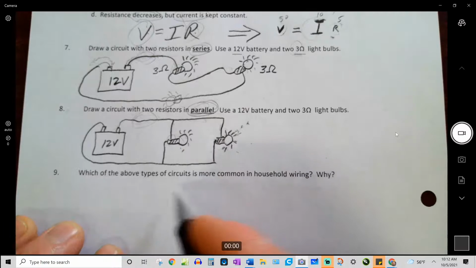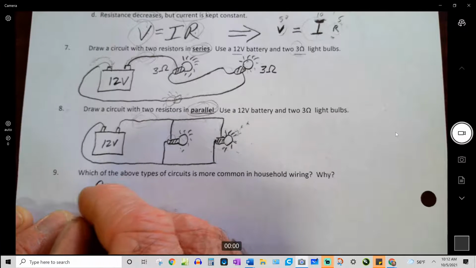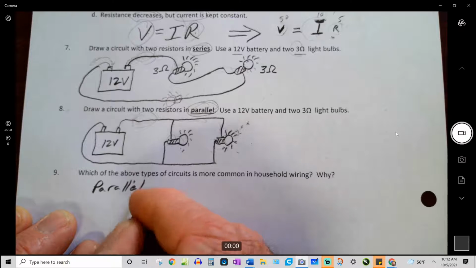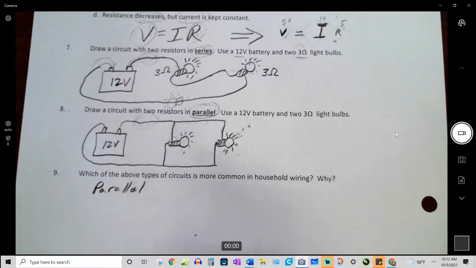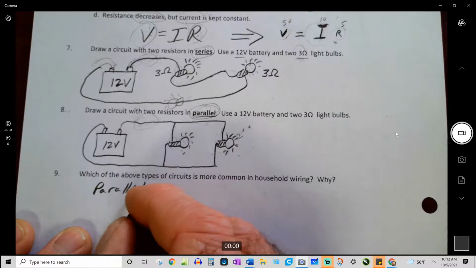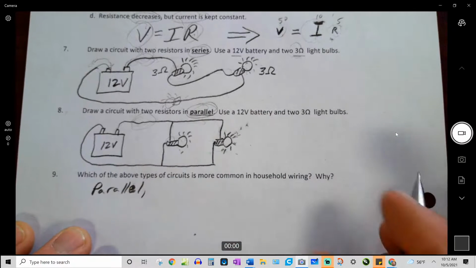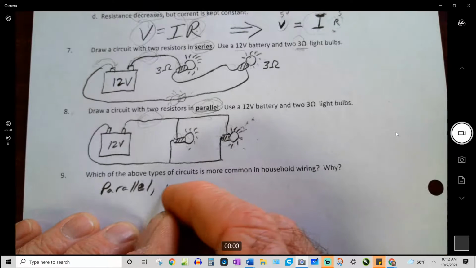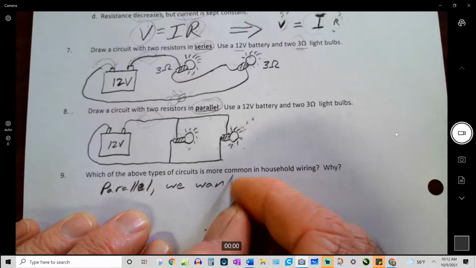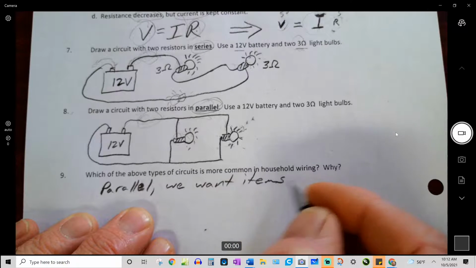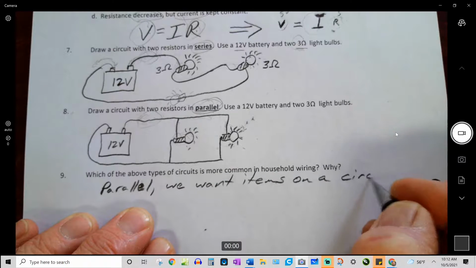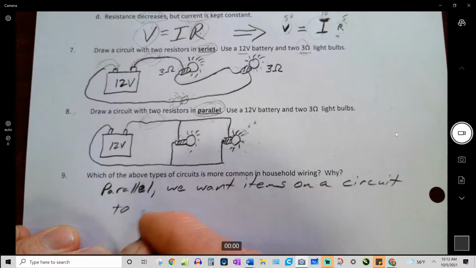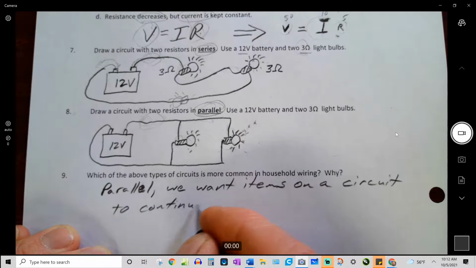So the question, which one is more common in household wiring? It's parallel. And there are a lot of reasons, but the main reason is because we want items on a circuit to continue to work when other items on that circuit are removed. And on your paper, I might have written it a little bit differently.